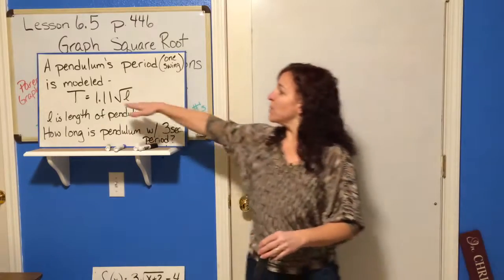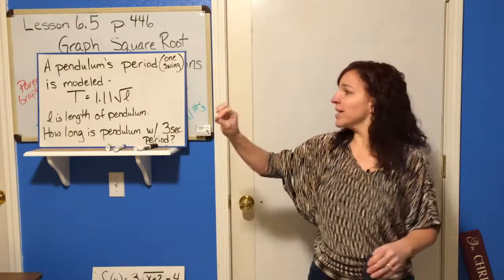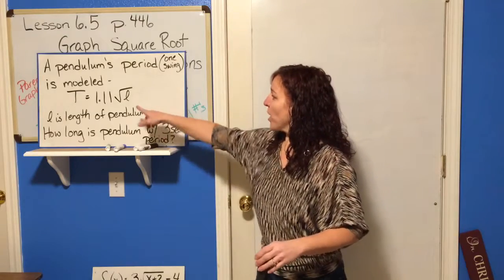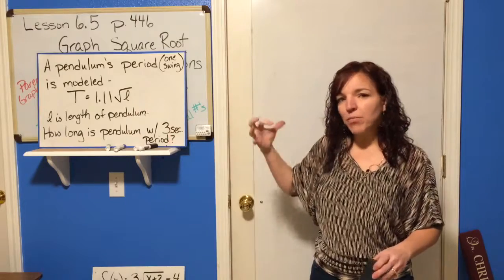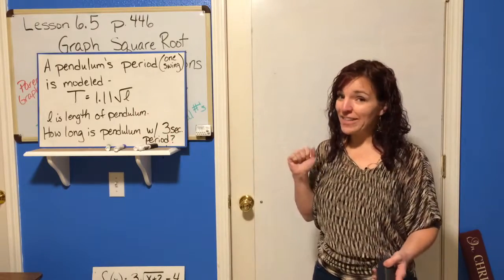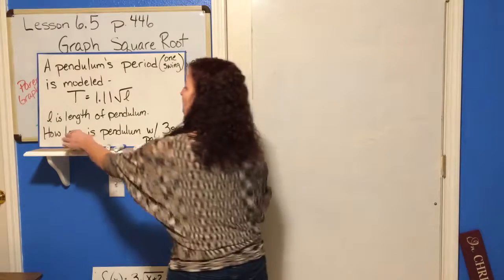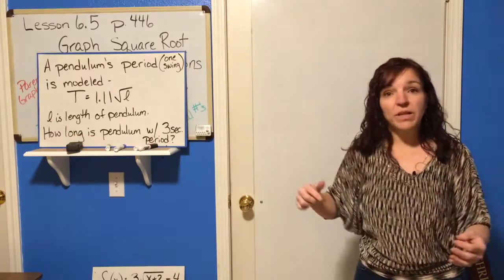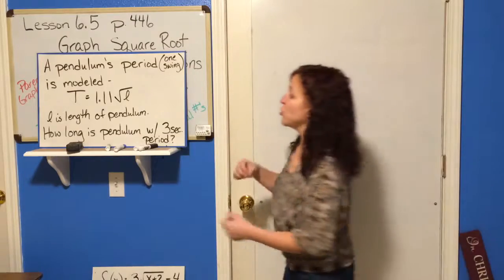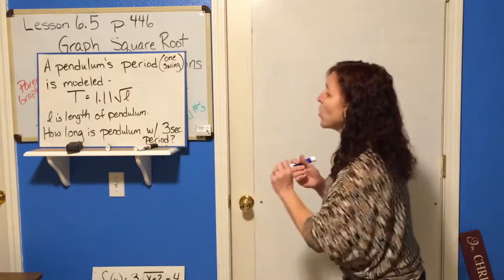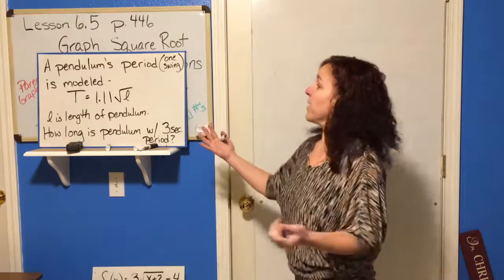You can plug this into your graphing calculator and use the trace button to find where the T is 3 seconds. This problem is actually, in all honesty, I think easier just solving it algebraically. If you have a graphing calculator and you want to plug it in and get some practice on that, by all means, you should do that. Go right ahead.